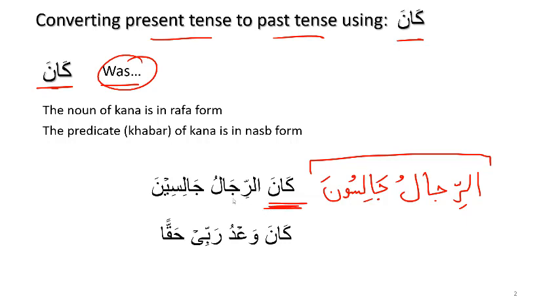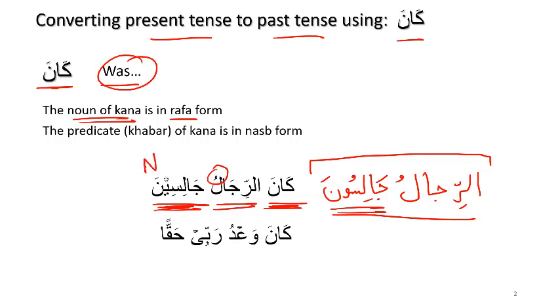When we have kana, ar-rijalu is called the noun of kana, and this is in rafa form. We see that the predicate or the khabar is in nasab form. Notice that with a simple sentence, ar-rijalu jalisuna, the khabar or the predicate is in rafa, but when we use kana, the predicate or khabar is in nasab form. That's why we have jalisina and not jalisuna.